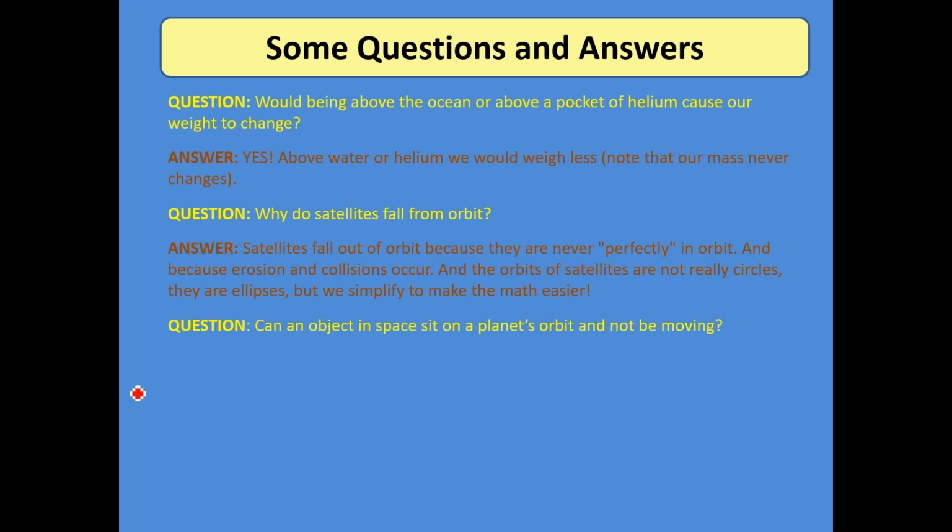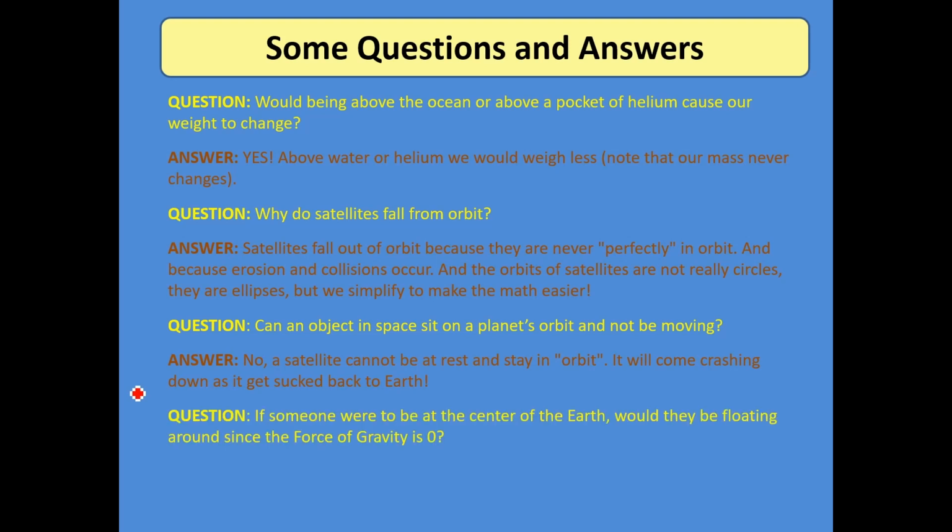All right, next question. Can an object in space sit on a planet's orbit and not be moving? That is categorically not true. Because if you had an object that was just sitting there in space, not moving at all, what's it going to do? It's going to get pulled towards the Earth, and as it gets pulled towards the Earth, it's going to speed up faster and faster and faster. And actually, that's going to be one of the problems you're going to have to solve for: what's its speed when it hits the surface of the Earth?